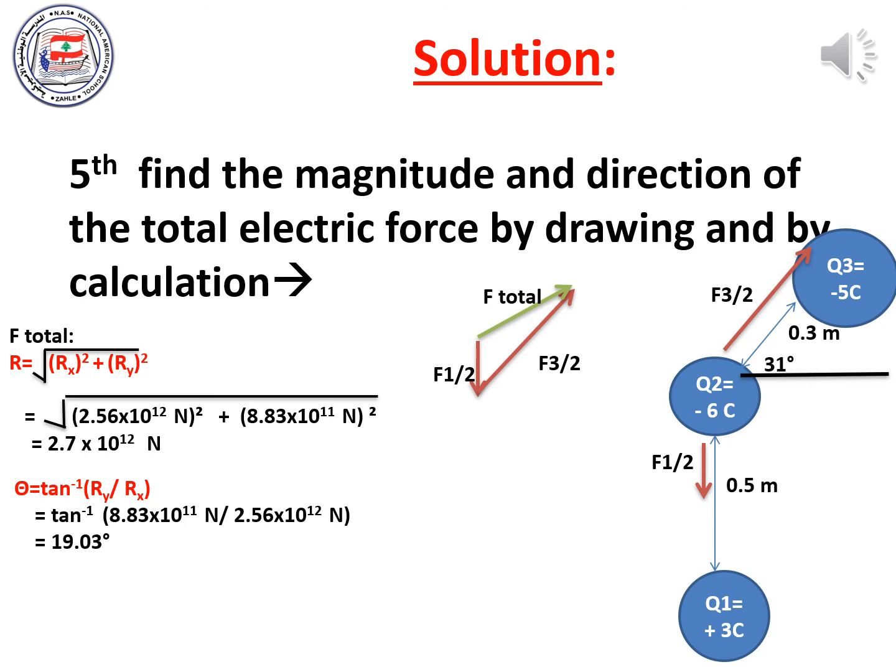As for the direction or the angle above the horizontal, it is equal to tangent minus 1 of Ry over Rx. Tangent minus 1 is put on the calculator as shift tangent. Shift tangent of 8.83 times 10 to the power 11, which is the y component, over 2.56 times 10 to the power 12, which is the x component. So the angle or the direction of the total electric force above the horizontal is equal to 19.03 degrees.